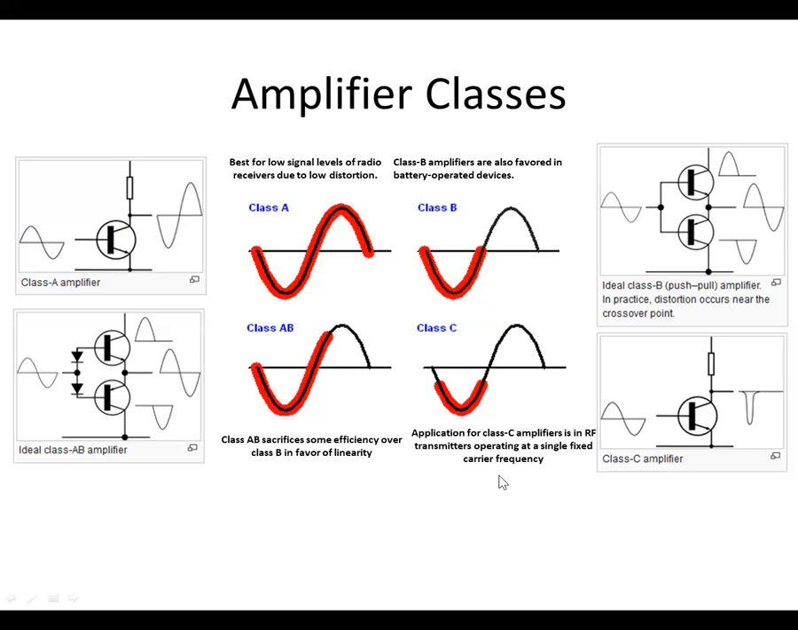And so it's just at a single fixed carrier frequency. So that would be, you could do CW with that, for example. So those are the four main classes.